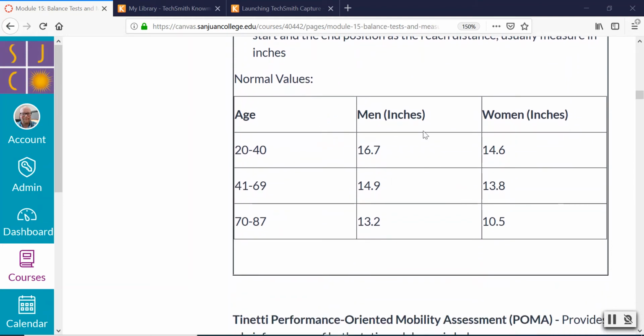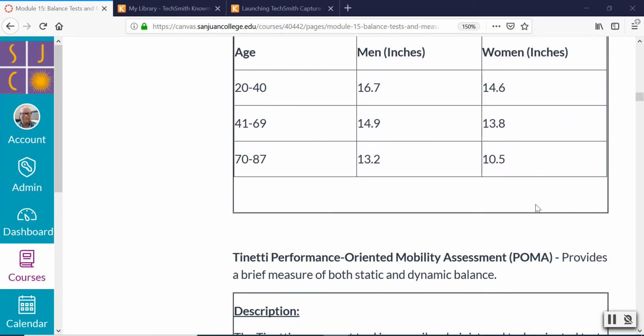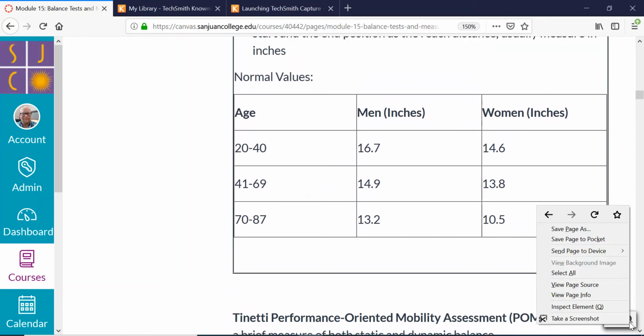This tells you what normal is for a man that's 20 to 40, a man that's 41 to 69. So you just need this list if you're going to do this one at any point. And for women, it's a little bit less. So just kind of know those numbers. I'm going to show you kind of real quick what that looks like, if I can.